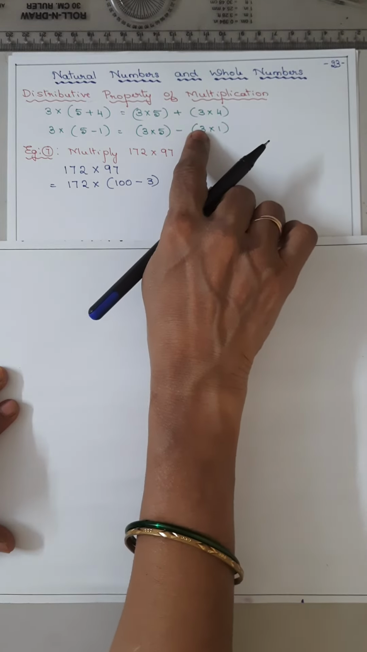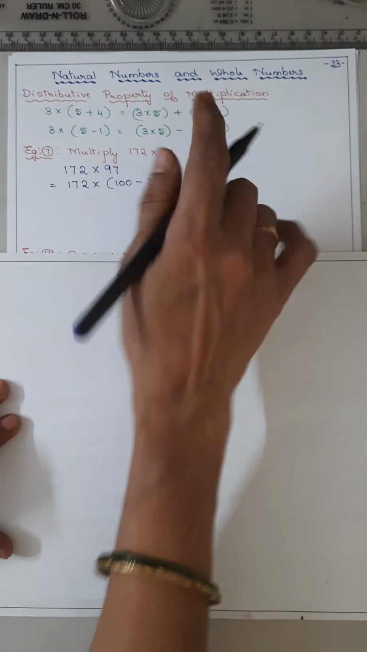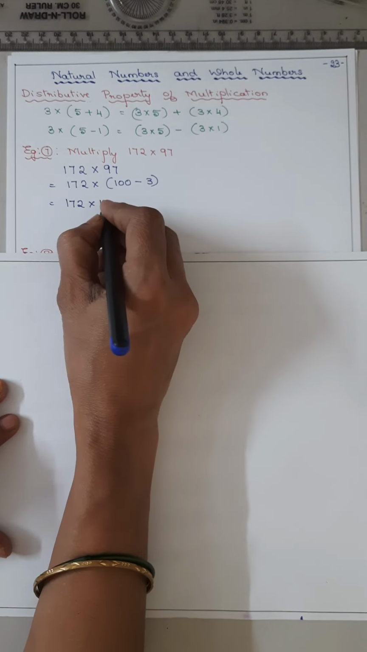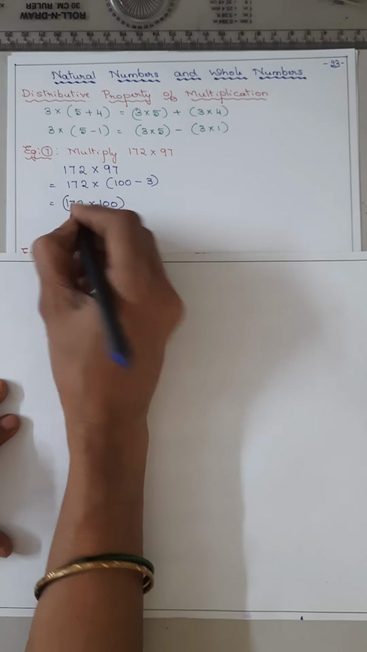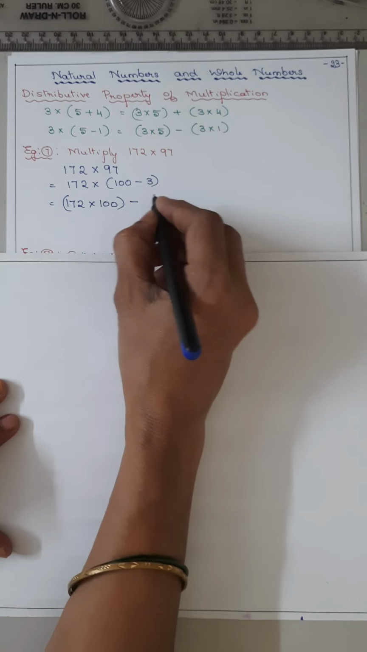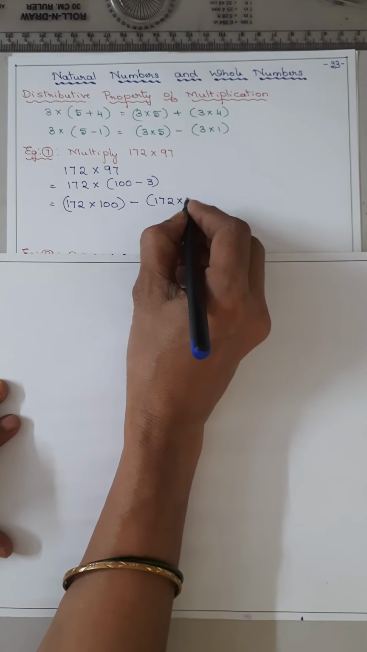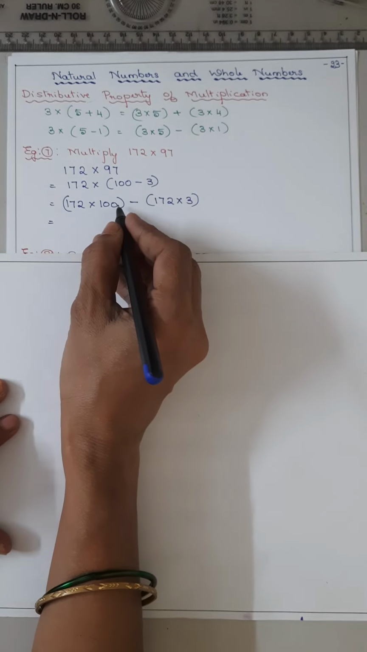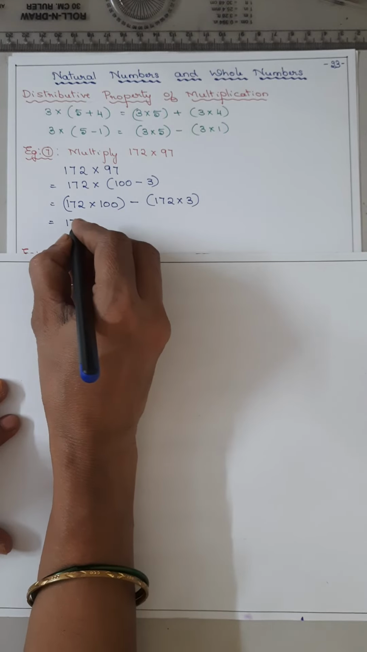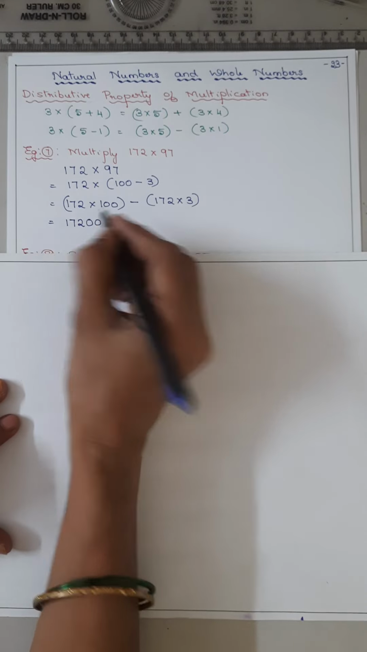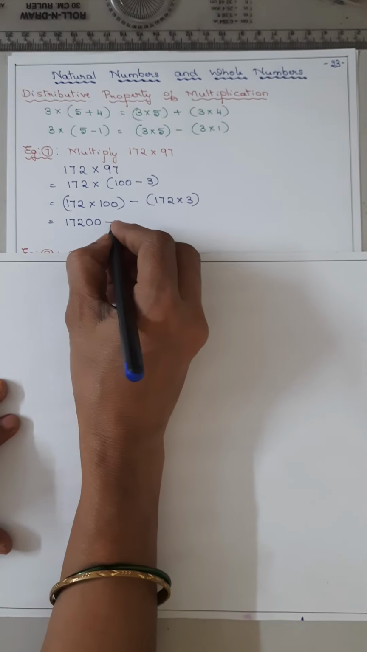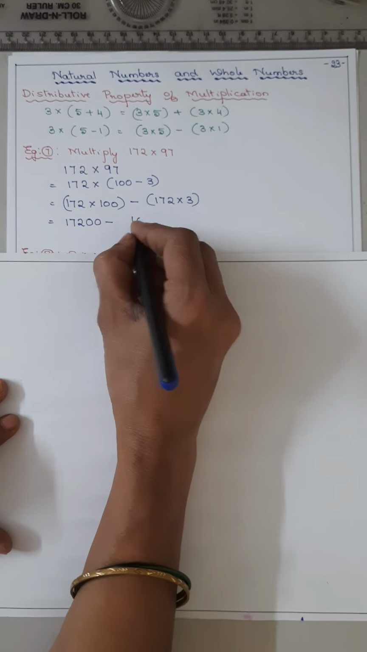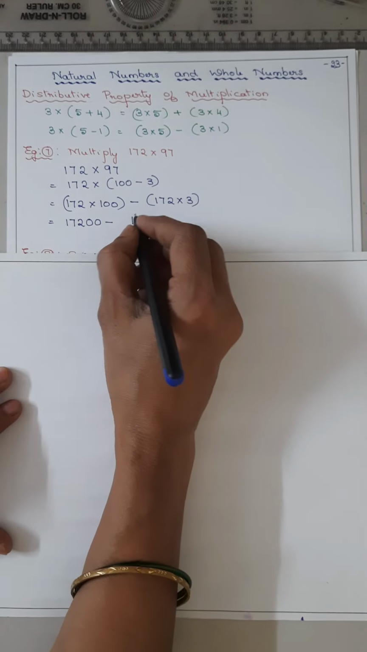अभी इधर का रूल यूज करो. That means 172 into 100, put it within the bracket, then minus 172 into 3. Now, anything multiplied by 100, write the number itself and put 2 zeros, isn't it? Minus: 3 2s are 6, 3 7s are 21, 3 1s are 3, 4, 5.